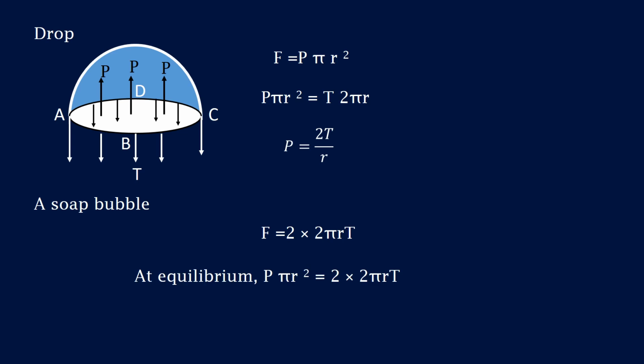Thus, the excess pressure inside a drop is inversely proportional to its radius. The pressure needed to form a small bubble is high. This explains why one needs to blow hard to start a balloon growing. Once the balloon has grown, less air pressure is needed to make it expand more.